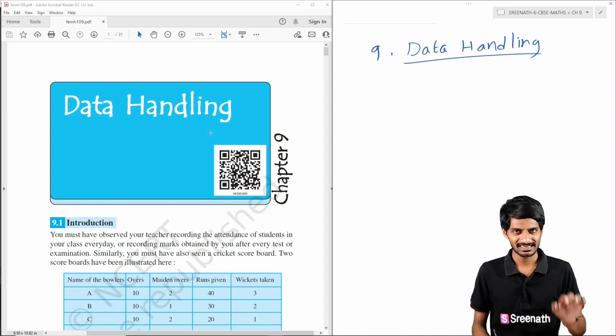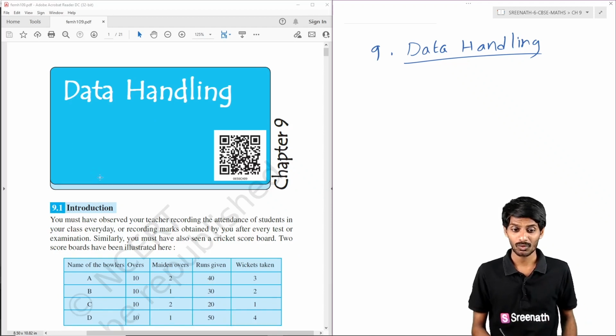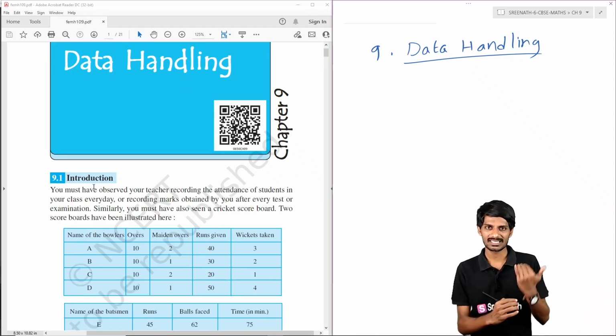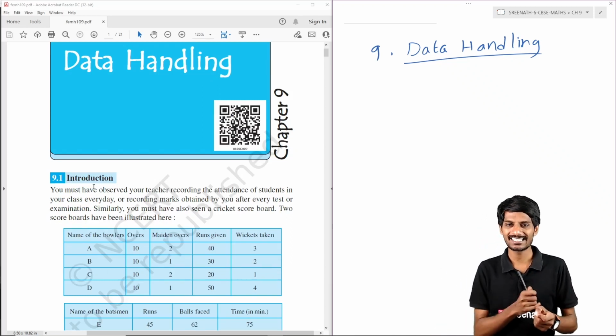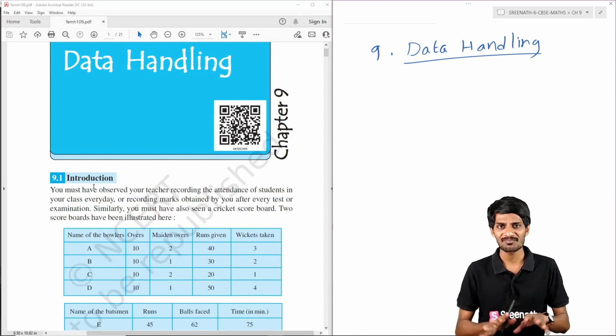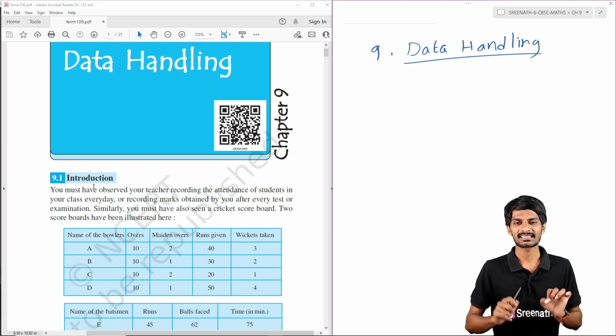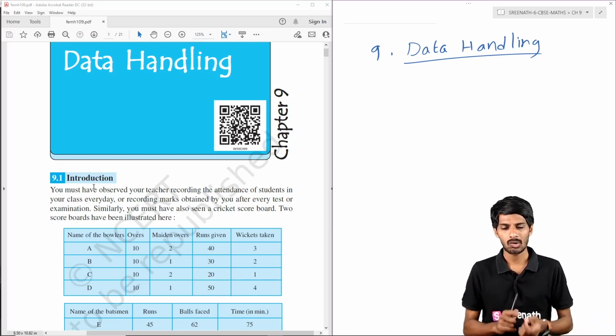So data handling, this is our present chapter name, and before we start the session, let us just see what are the concepts we are going to learn. After that, we will discuss each in detail and we will solve some example problems, but exercise problems will not be solved in this video.